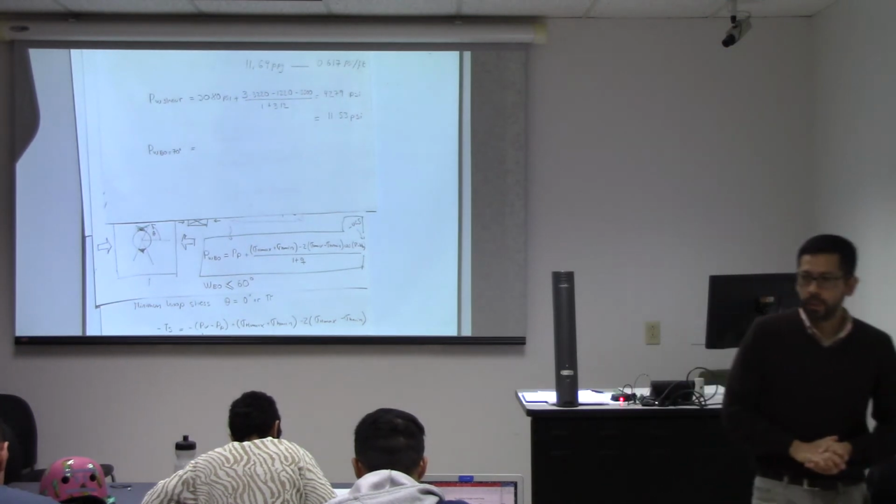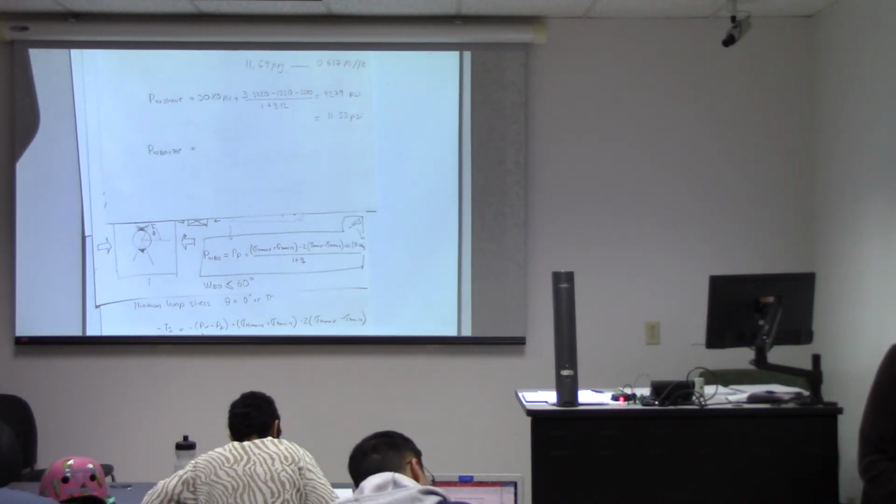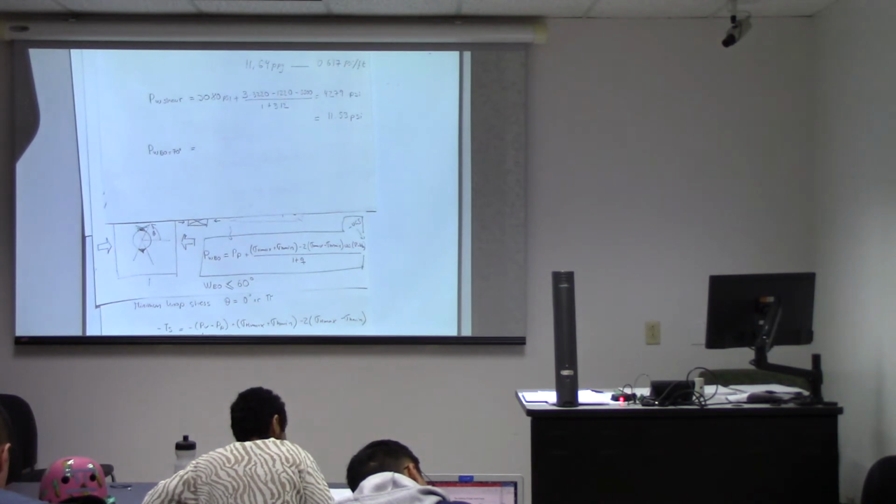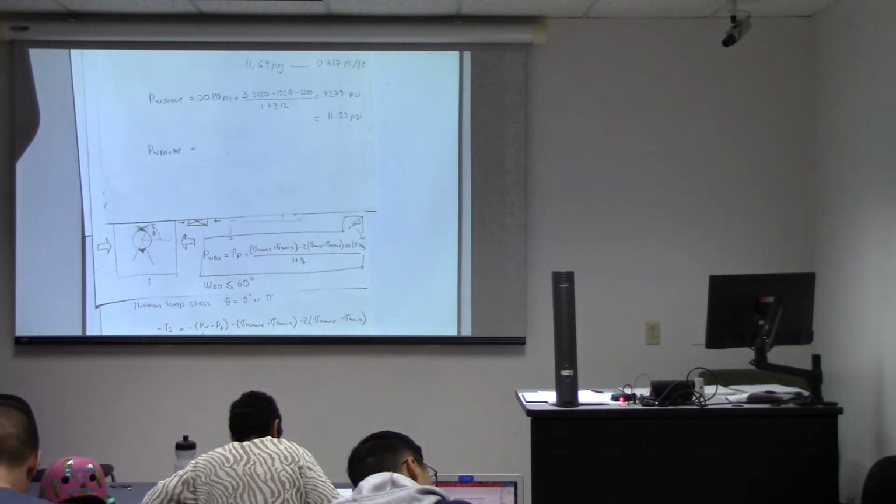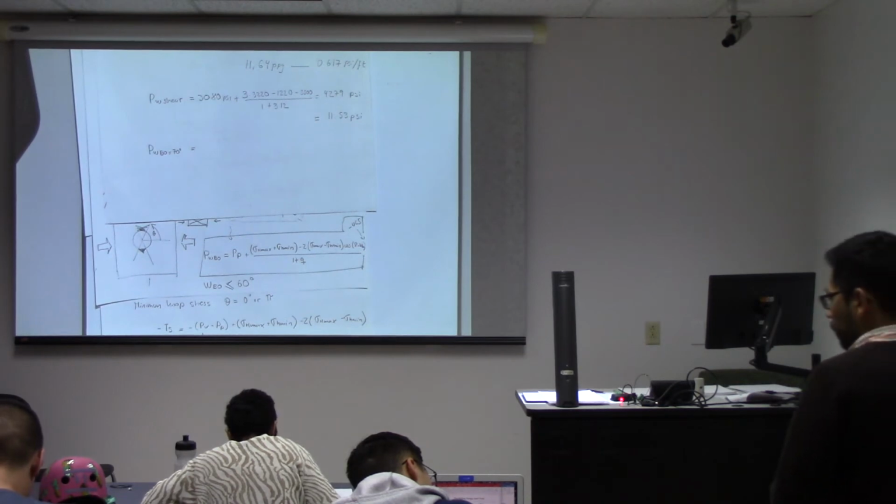So notice that now we're combining the two things that we have learned before: in situ, far field stresses, and also rock strength and rock failure, in order to solve these problems.